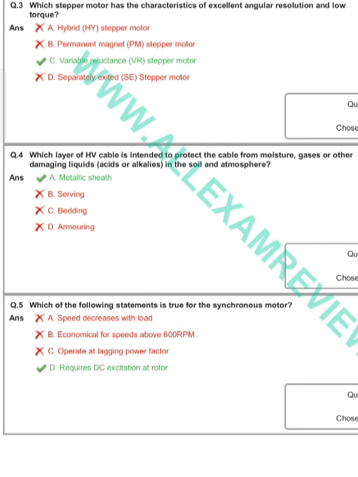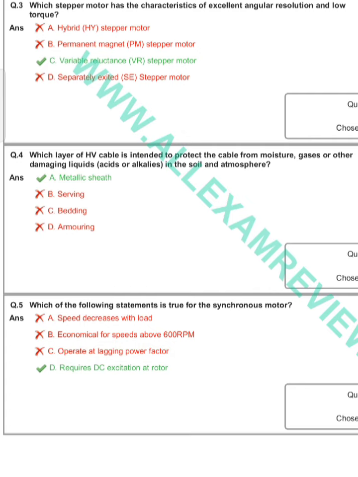Which stepper motor has the characteristic of excellent angular resolution and low torque? VR stepper motor, that means variable reluctance stepper motor. Option C is right. Which layer of HV cable is intended to protect the cable from moisture, gases, or other damaging liquids in the soil and atmosphere? It is sheath. Sheath is metallic. Sheath is the right answer. Option A.